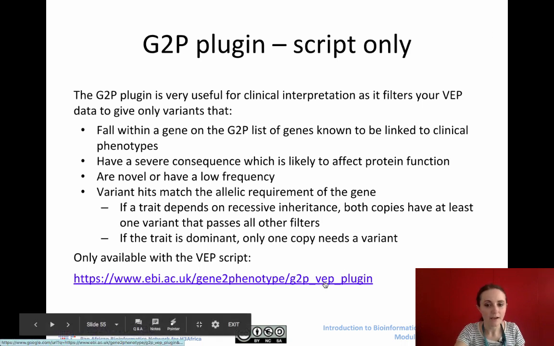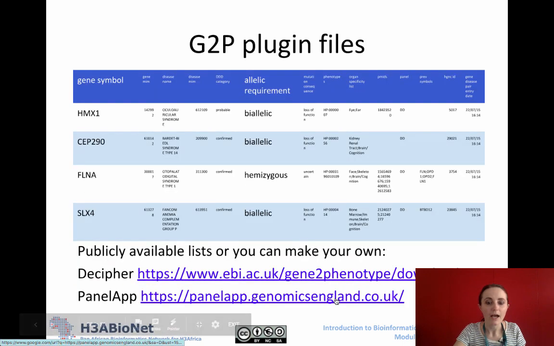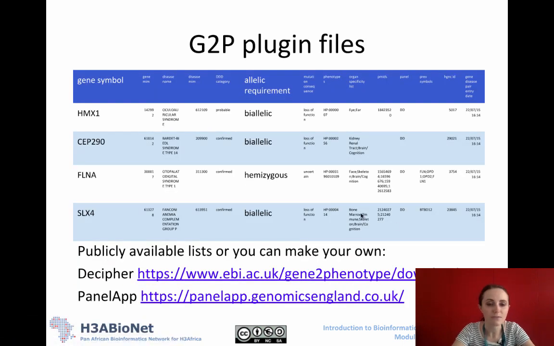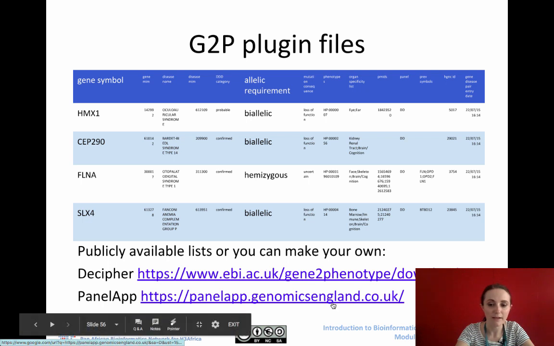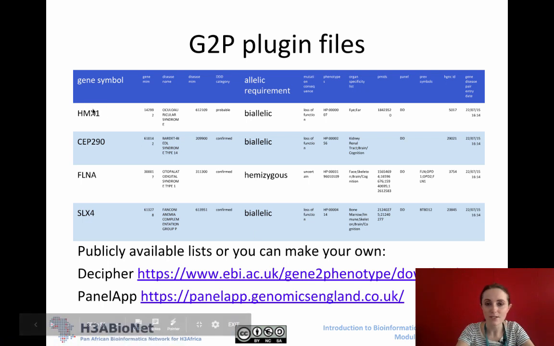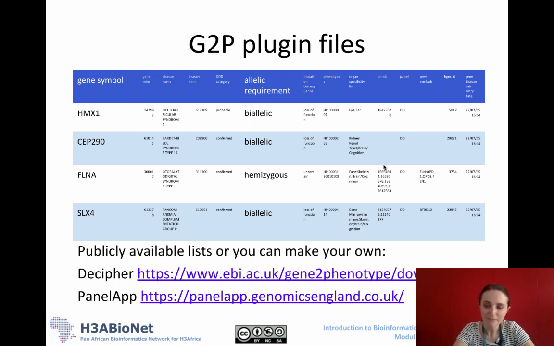There's a link here that allows you to get the information about it and to learn more. I'm just going to show you these GTP plugin files. There's quite a lot of information. This is the publicly available DECIPHER file, and you can also get one from PanelApp from Genomics England. So the main thing it's looking at is the gene symbol and the allelic requirement. All of the rest of the stuff the VEP GTP plugin ignores.